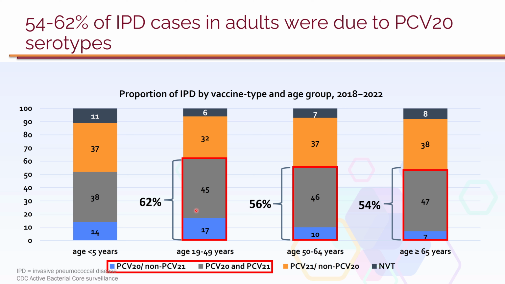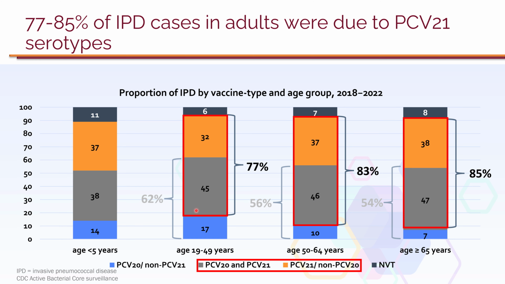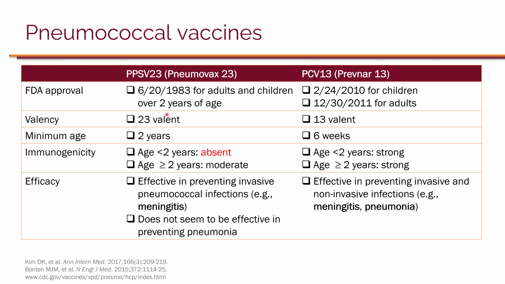So when you look at this, for example, in adults, you can see that somewhere between 54 to 62% of invasive pneumococcal disease were due to serotypes that were included in PCV 20. But when you look at PCV 21, that actually improves it. Somewhere between 77 to 85% of invasive pneumococcal disease cases in adults are actually covered by PCV 21. So that's why PCV 21 was designed to improve essentially prevention of pneumococcal disease in adults specifically. Now let's take a look at some of these vaccines.